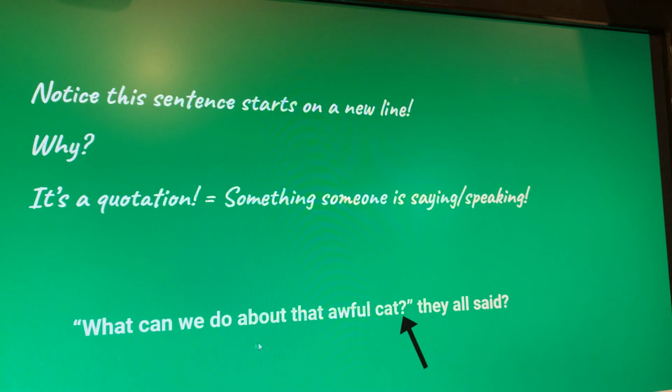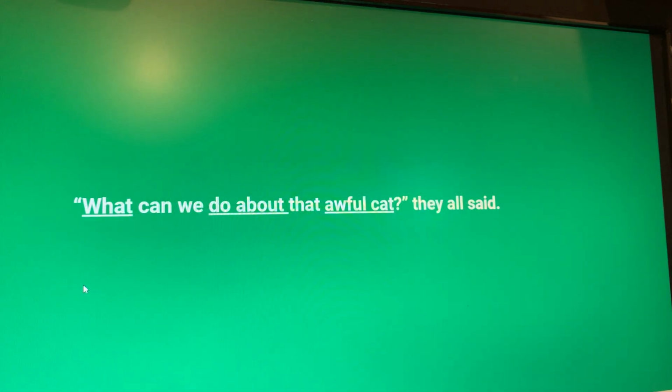And they said, "What can we do about that awful cat?" They all said. Notice one other piece here. You'll see inside the quotation is either a comma, a question mark, or an exclamation mark. And this one has, that's right, a question mark. And I would recommend underlining what, do, about, awful, cat.